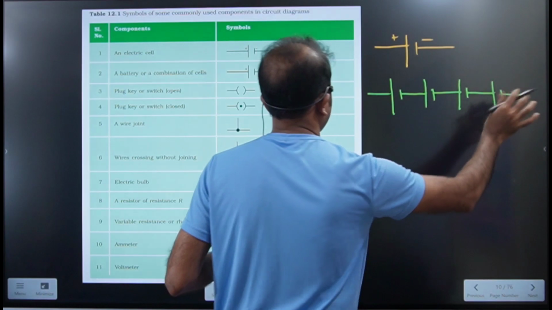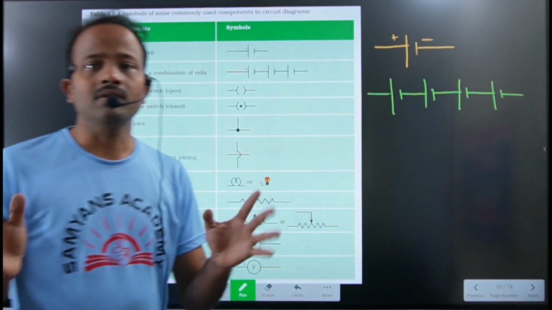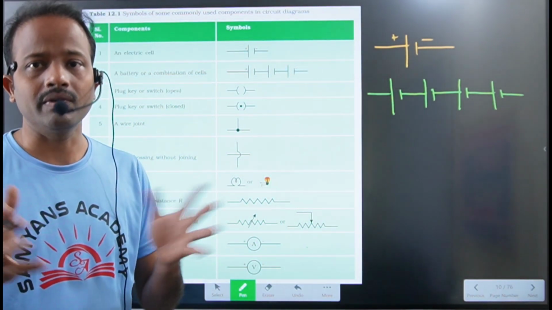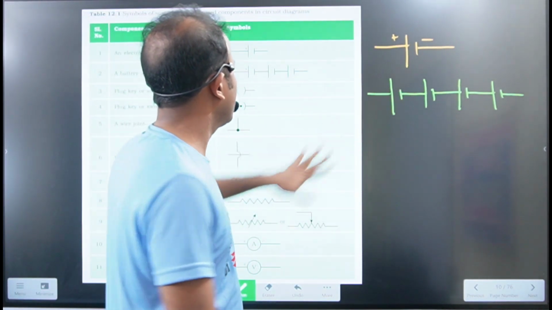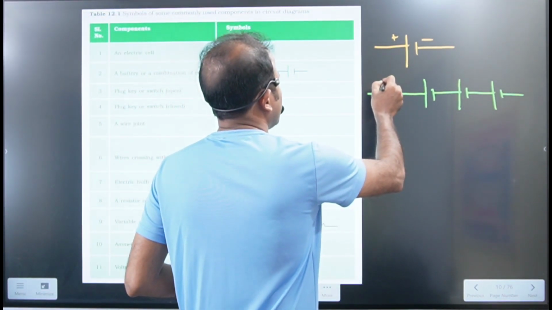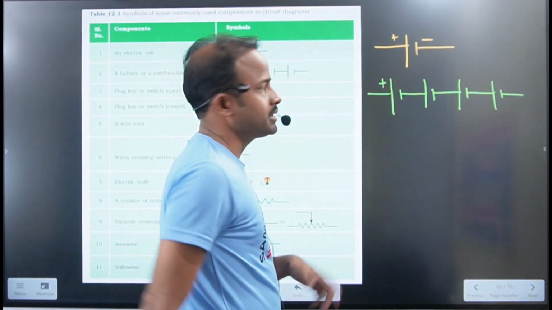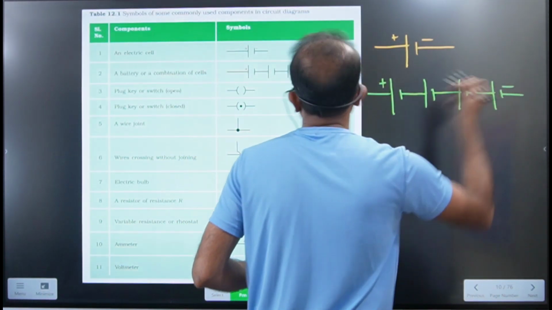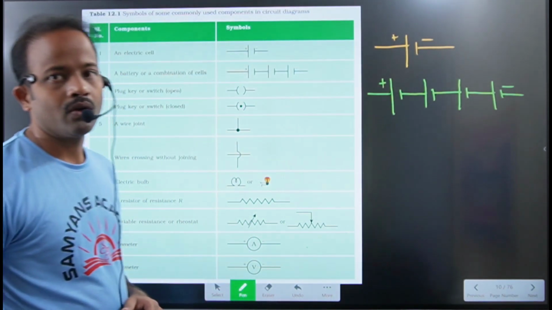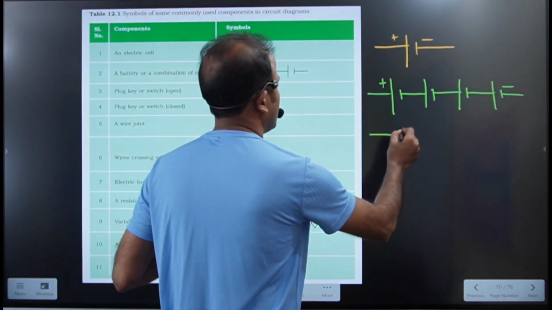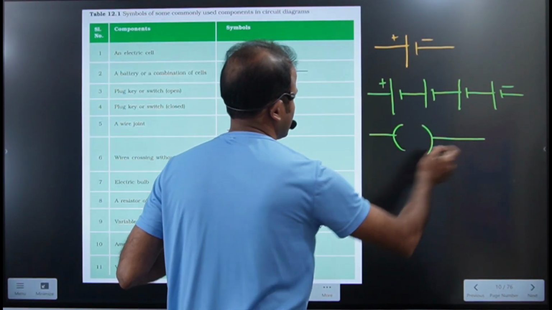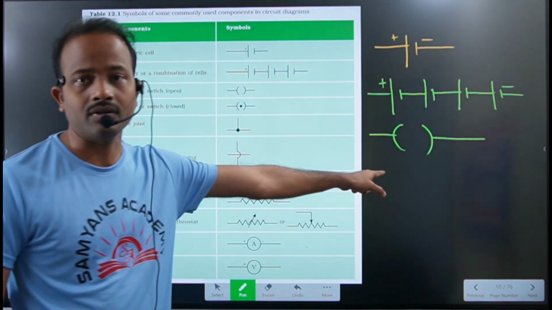Like this, when you connect two or more cells, we call it a battery. This is the symbol of the battery. Here the big line indicates the positive charge and the small line indicates the negative charge. Okay, and plug key. This is the open plug key, so here you have to assume that the switch is off.